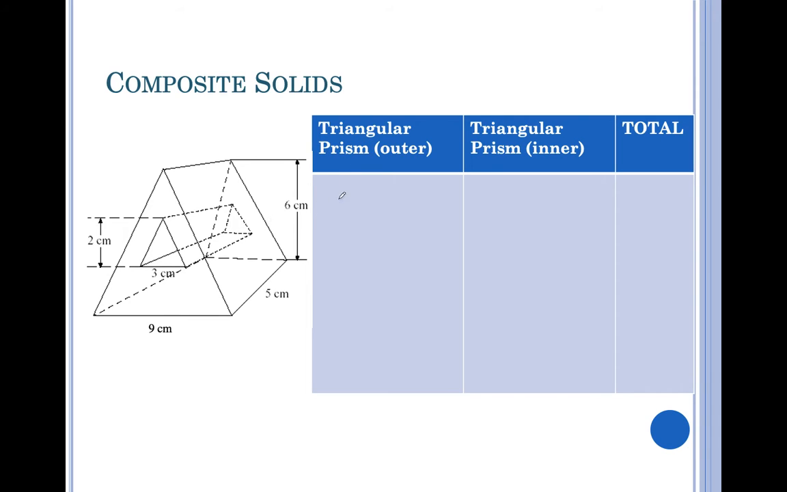We have two triangular prisms. So for both of these, we're going to use this V equals capital B times W formula. And since they're both triangular prisms, the area of the base, or the capital B, for both of these, we will replace with the triangle formula, because we're going to find the area of each triangle and then multiply by the width for the volume.